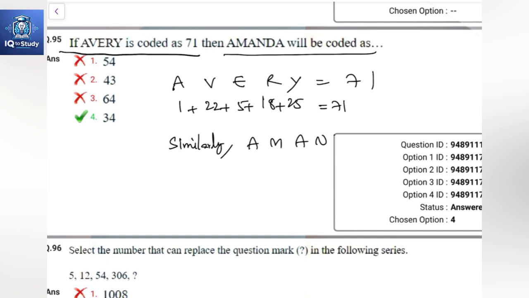Amanda can be written as A is 1, M is 13, A is 1, N is 14, D is 4, A is 1. So 1 plus 13 plus 1 plus 14 plus 4 plus 1, that is equal to 34, which is option number 4. So Amanda can be equal to 34.